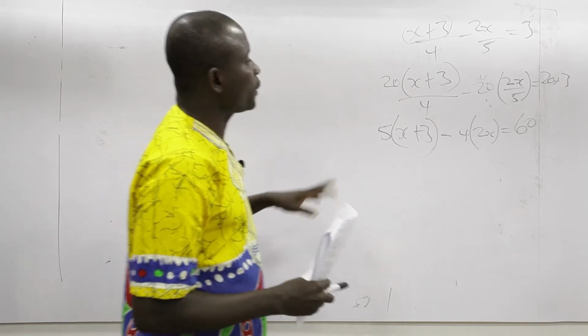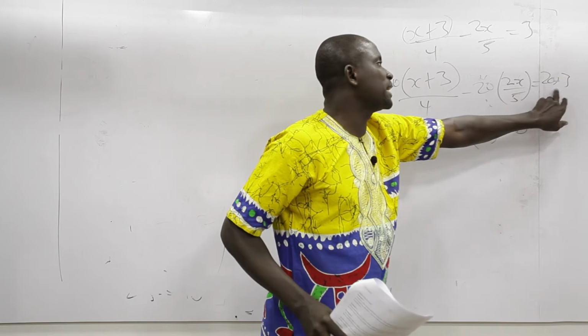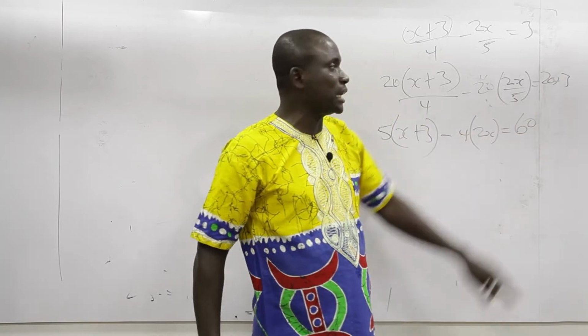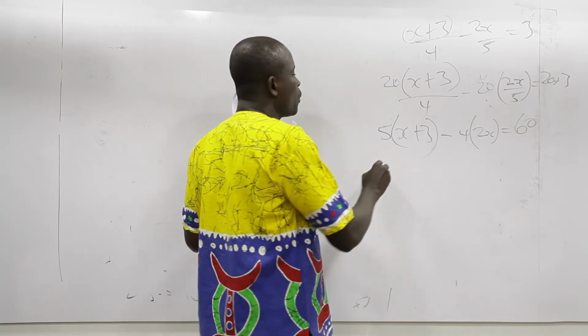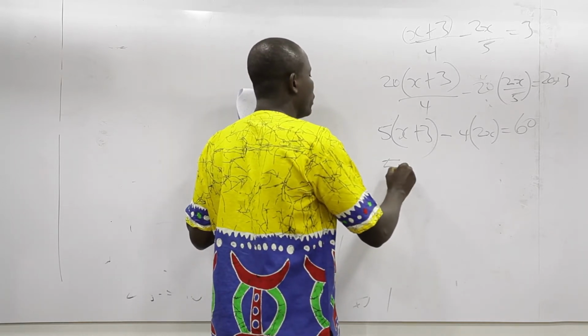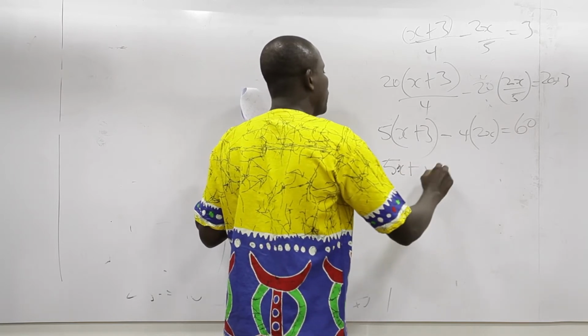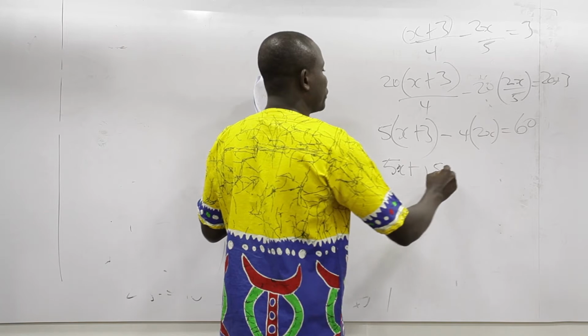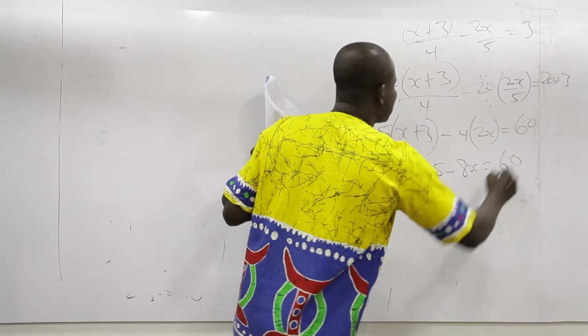Most of the candidates or the students, they tend to do the multiplication, and then when they reach it, they just leave the 20 there. That is one of the potential errors that they make. So at this moment, what do we do? We have to multiply. So we have 5x plus what? 15, right? I'm multiplying. Minus 8x is equal to 60.